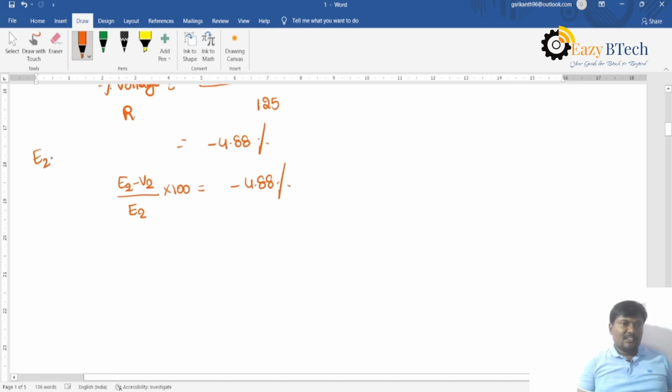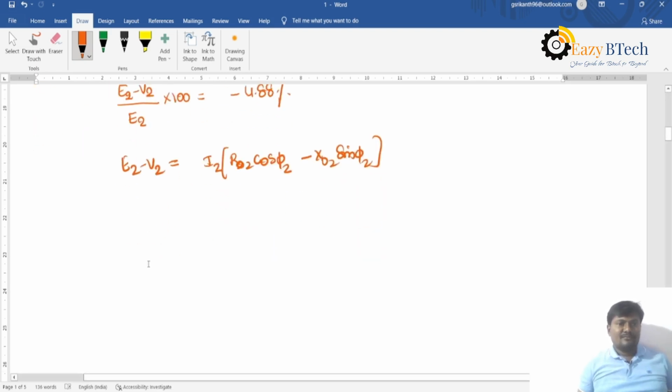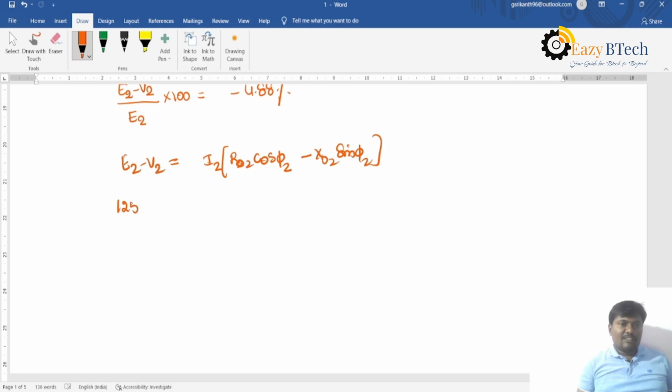We know that the secondary induced EMF is 125 volts, and E2 minus V2, what is the formula? I2 into R02 cos phi 2 minus X02 into sin phi 2. This is a drop. So E2 is 125 minus V2, I2 is 40, R02 is 0.1 into 0.8 minus 0.3875, which is X02, into sin phi 2 is 0.6.